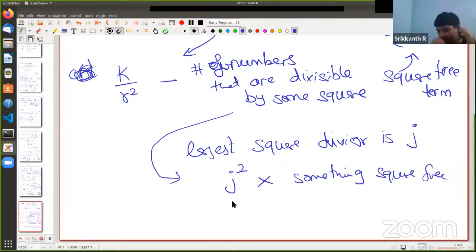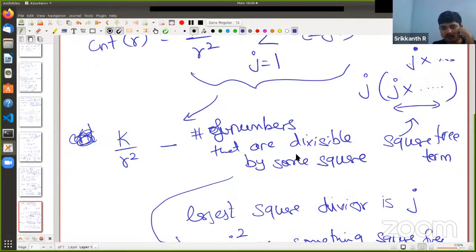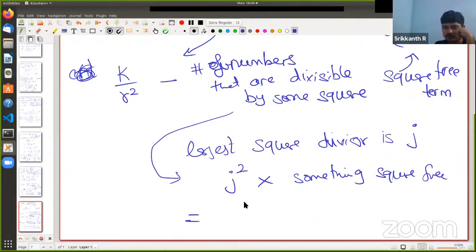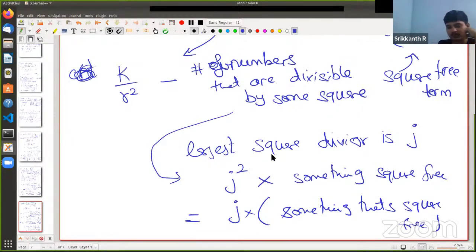And j squared is something that's square free. So this can be written as j into something that's square free. Because if there were some squares here, then that square into j square would be a larger square divisor. So if the largest square divisor of any number that's less than k by r square is j, then that number will be j into something that's square free already.